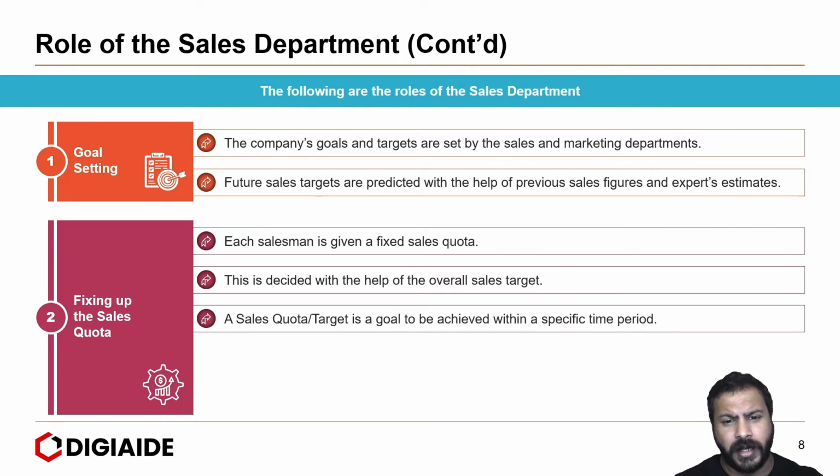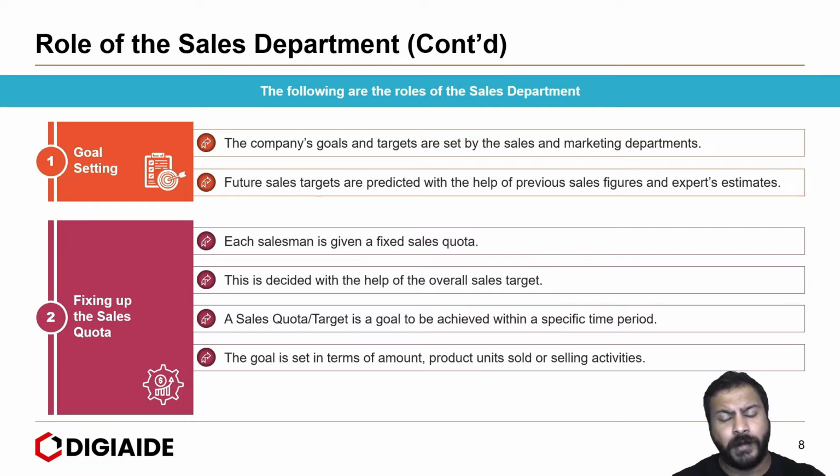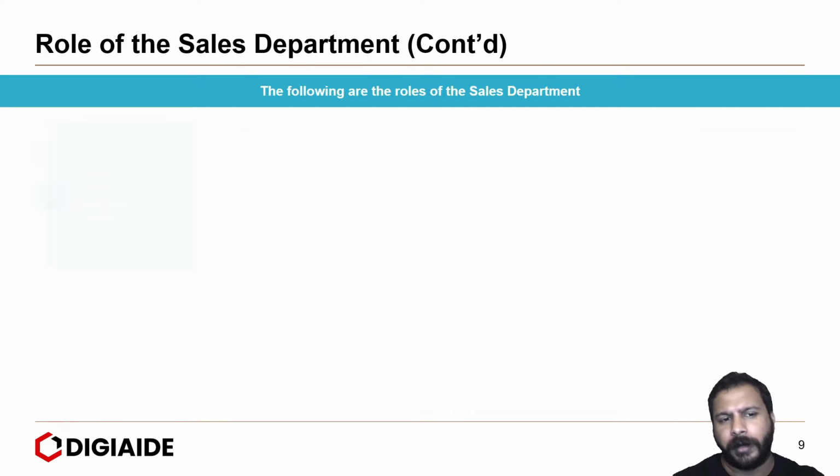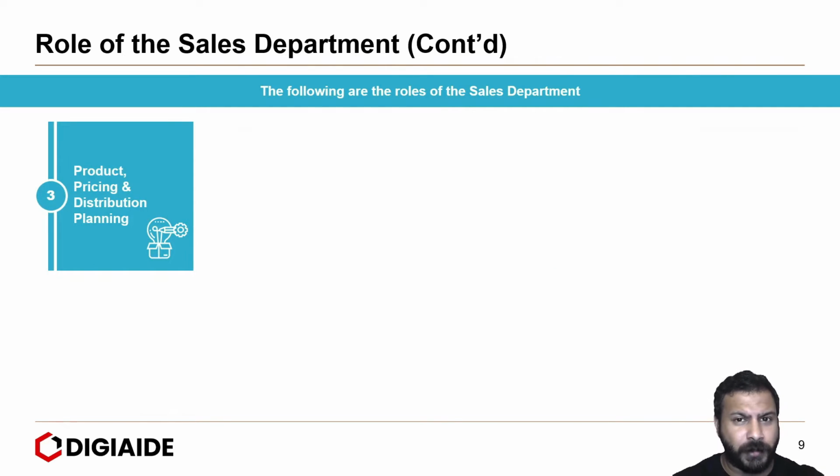A sales quota or target is a goal to be achieved within a specific time period. The goal is set in terms of amount, product units sold, or selling activities. The time to achieve this target can be a month, a quarter, 6 months, or a year. Moving on to the third one. Product pricing and distribution planning.